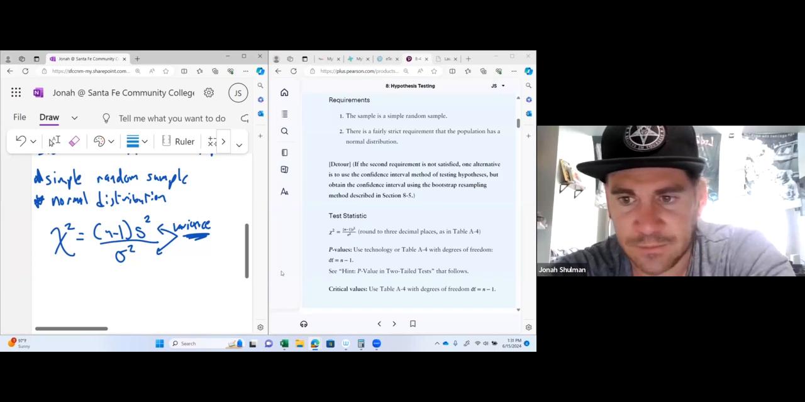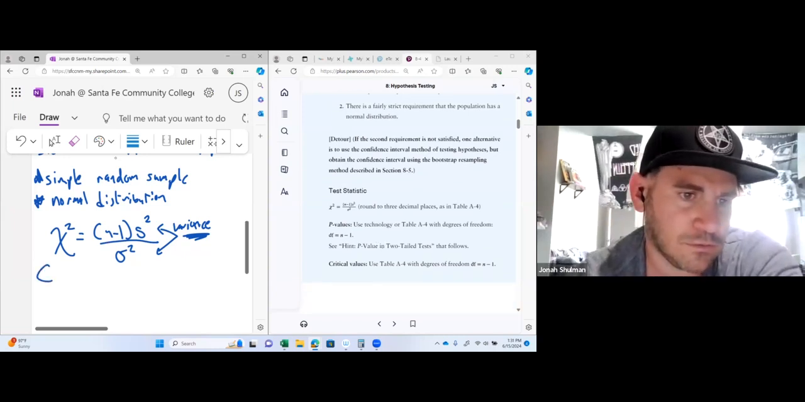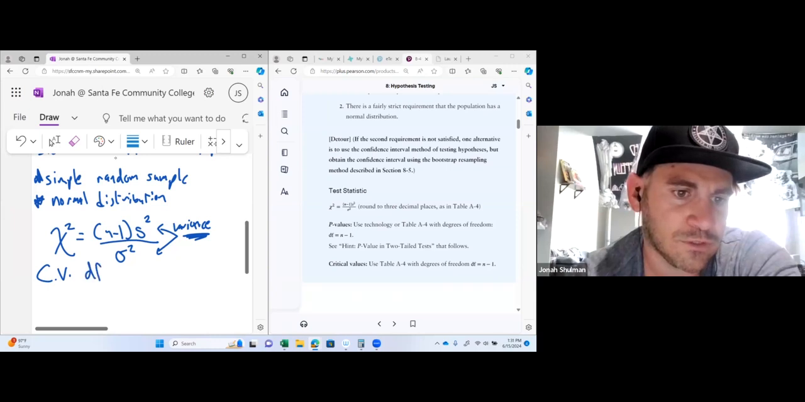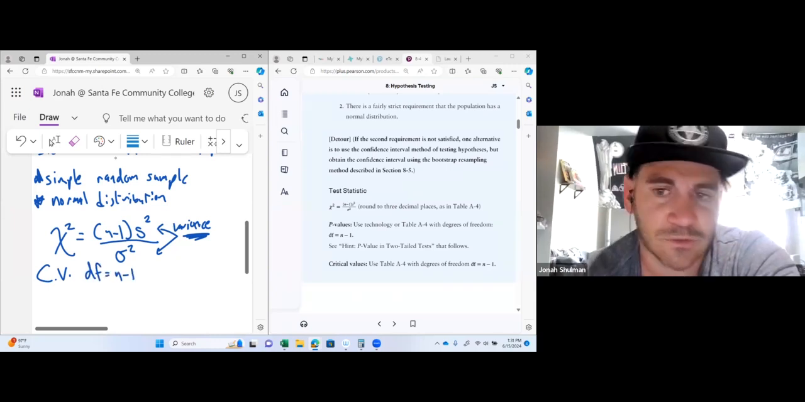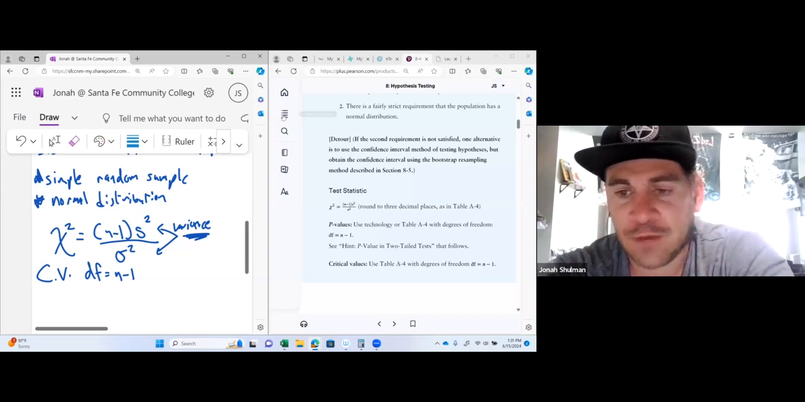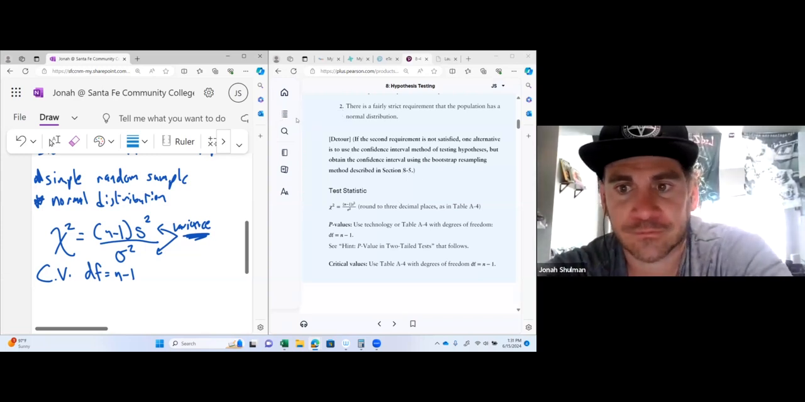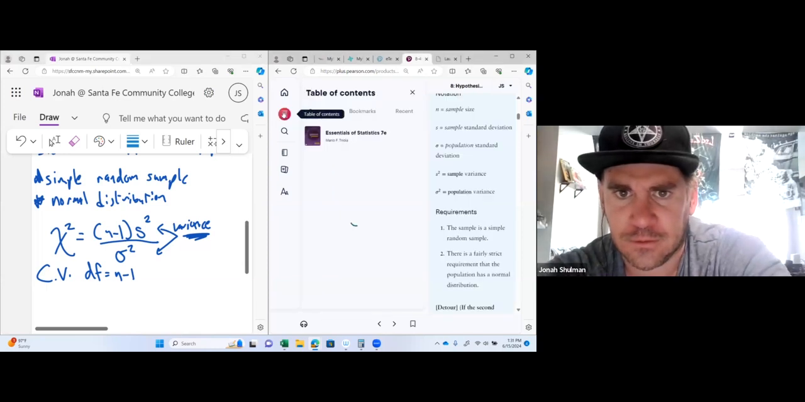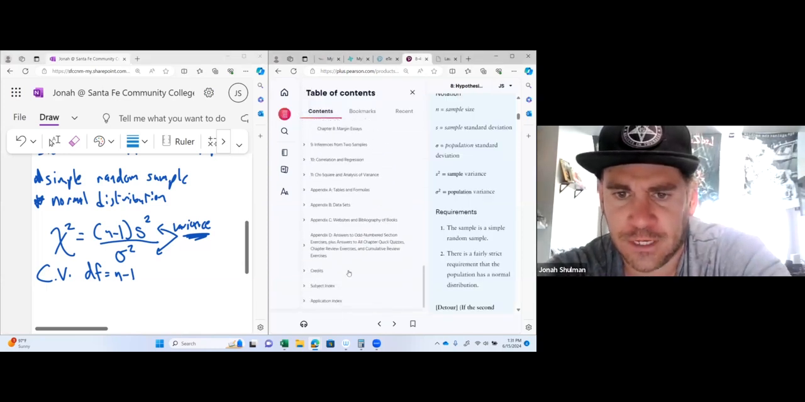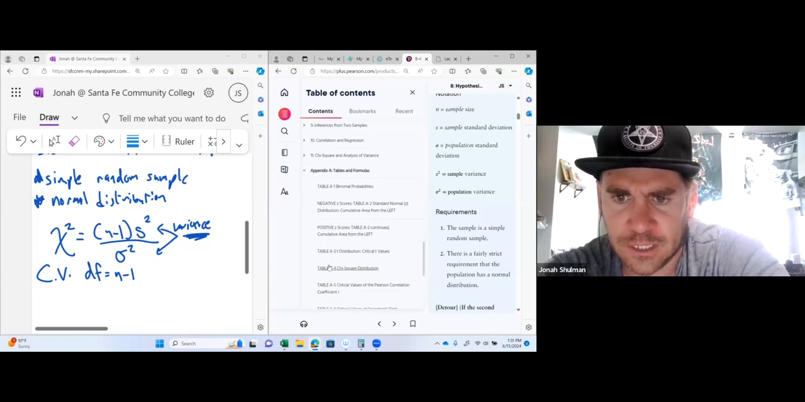There's our degrees of freedom, our critical values. We'll also be using the degrees of freedom, which equals n minus 1. That's what goes there. Okay. And we have a table A-4 that I'm sure we can use. Let's look for A-4. Here's our chi-squared.